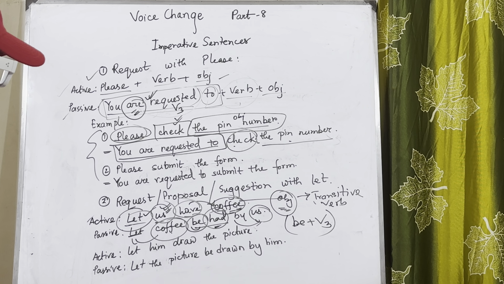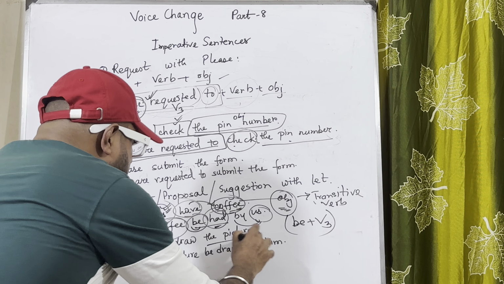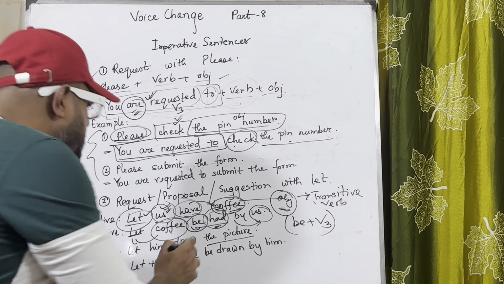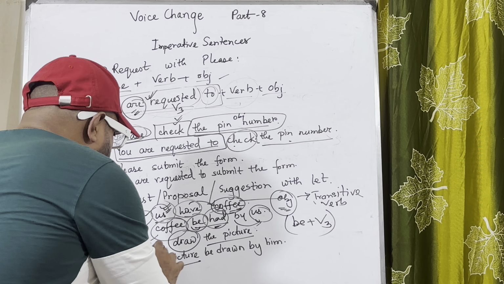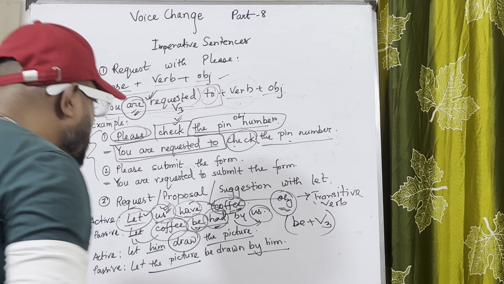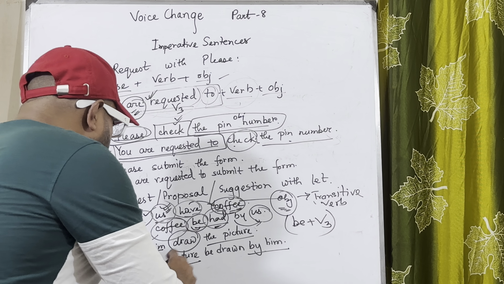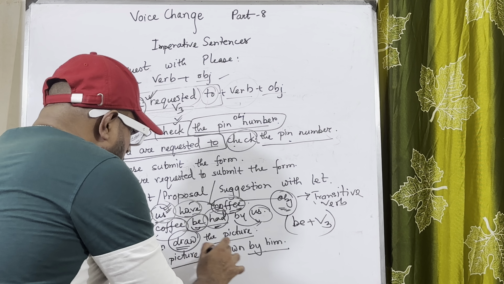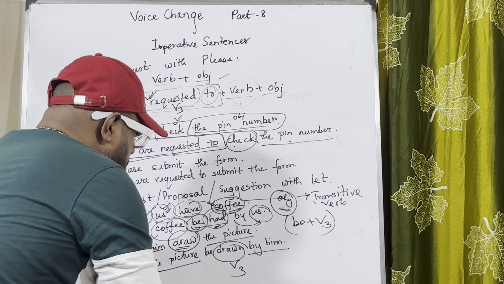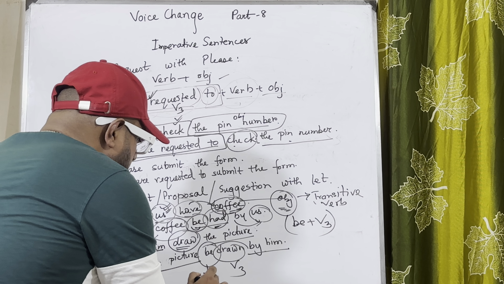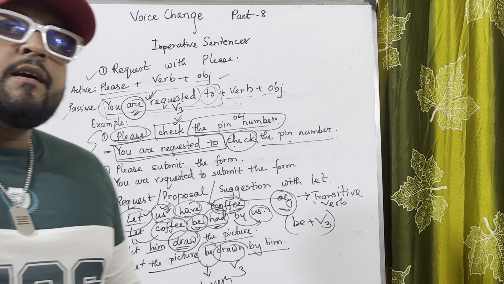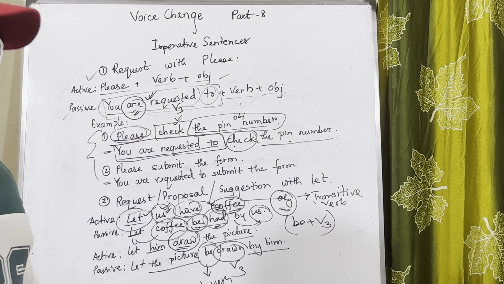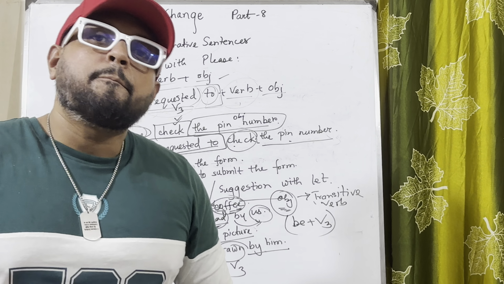And then take another example. Let him draw the picture. Here again "the picture" is the object of the transitive verb "draw", and I have exchanged this object with the other object "him". Exchanging them, we move to the verb pattern: "draw" will take the V3 form "drawn", and just before it the be verb. So this is how you can change any active sentence that starts with "let" into a passive sentence.